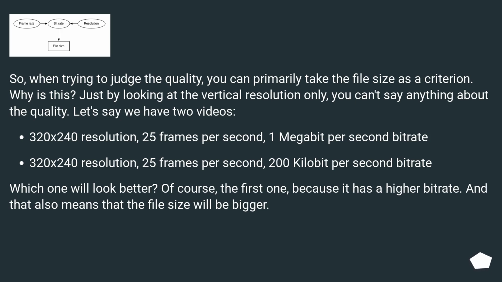So, when trying to judge the quality, you can primarily take the file size as a criterion. Why is this? Just by looking at the vertical resolution only, you can't say anything about the quality. Let's say we have two videos. 320 by 240 resolution, 25 frames per second, 1 megabit per second bitrate. 320 by 240 resolution, 25 frames per second, 200 kilobit per second bitrate.